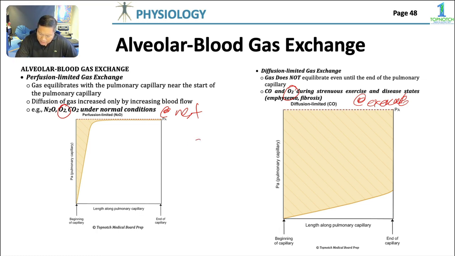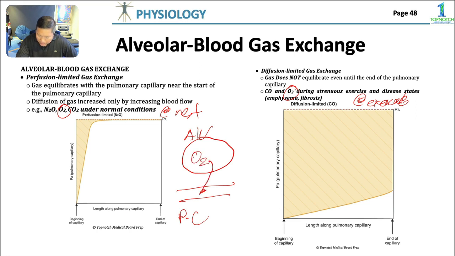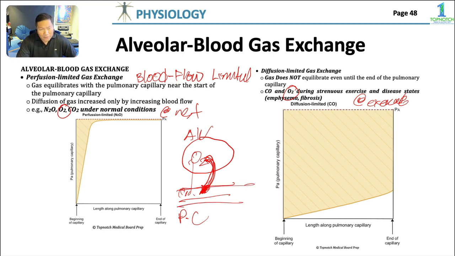Perfusion-limited gas exchange. We have here your alveoli and your pulmonary capillary. Oxygen is supposed to move from the alveoli to the pulmonary capillary. At rest, the gas exchange is perfusion limited, or another way of saying this is blood flow limited. They might use that term in the med boards. What does this mean, Doc? Your oxygen readily gets into the pulmonary capillary, and the carbon dioxide reaches the alveoli without any problem. Your limiting factor is the blood flow.